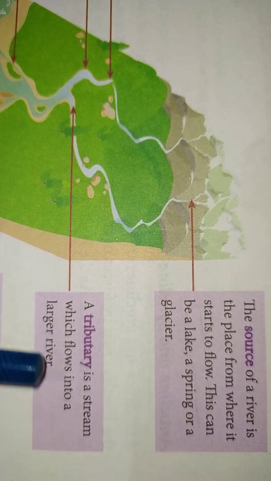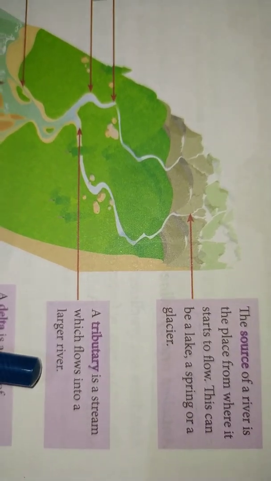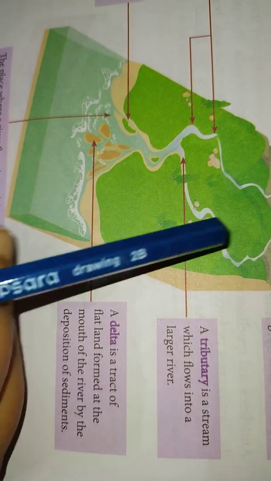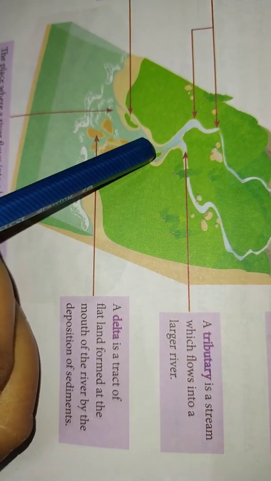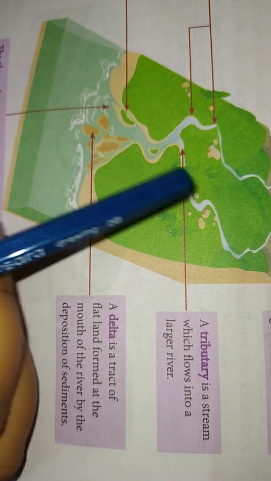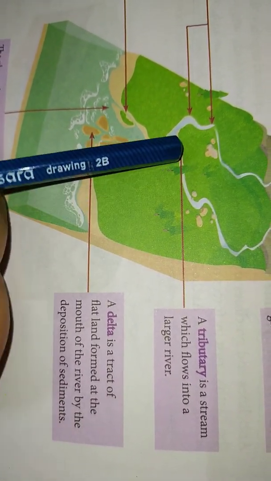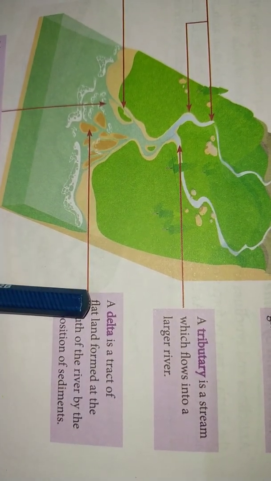Now what is a tributary? A tributary is a stream which flows into a large river, like this. A small river that joins a bigger river is called a tributary. Now what is a delta?